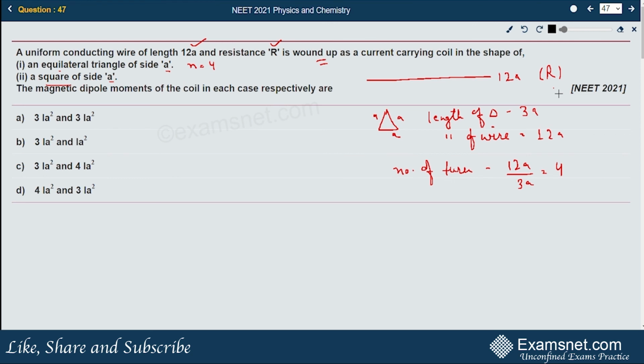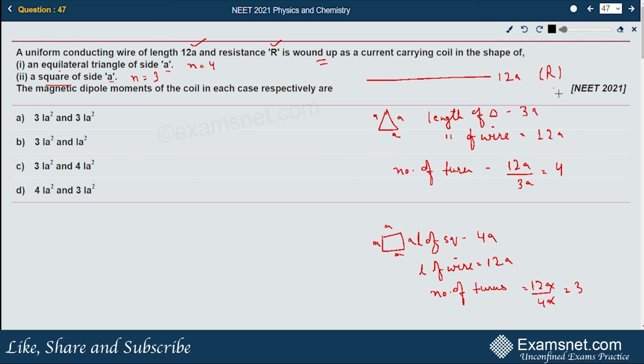Similarly for the square, the length of the square is 4A. A plus A plus A plus A, it is 4A, whereas the length of wire is 12A. Therefore, the number of turns would be 12A divided by 4A. So it will come out to be 3 turns, right? So here the number of turns will be 3. Now, we can easily find out the magnetic moments of the coil in each case.